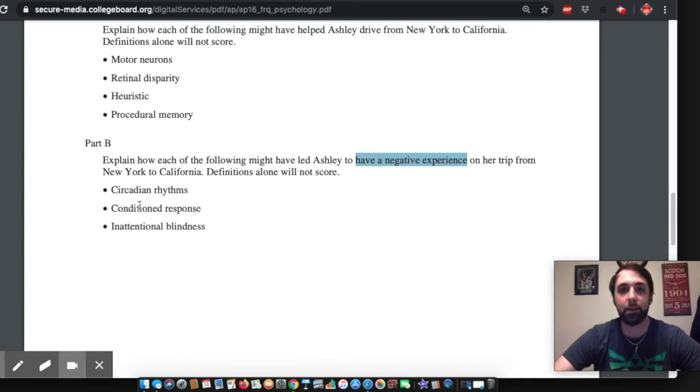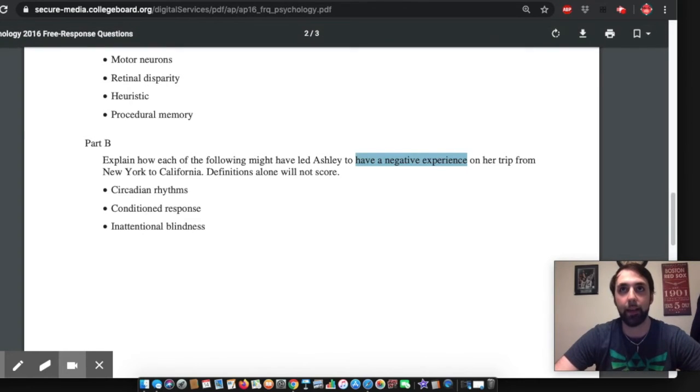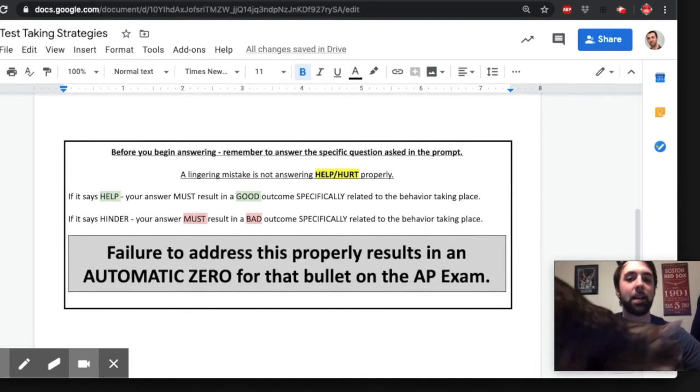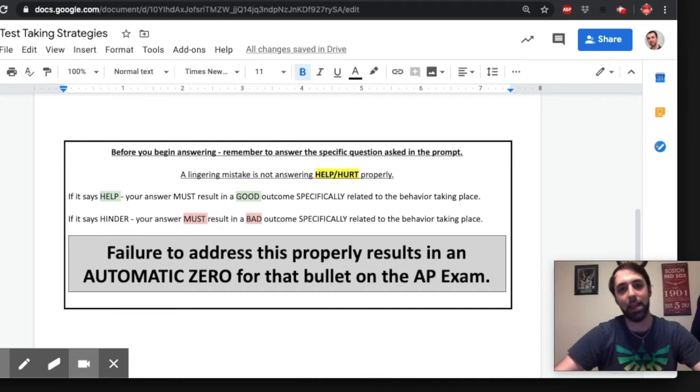Because if you tell me an example and it's sort of just an example of how it applies and it's not clearly negative, not clearly positive, when the bullet definitively determines that it wants a hinder, I'm not going to score it. It's a waste of time to even write it if you're not going to plan on doing that. So make sure when it says help, the outcome is clearly beneficial. Make sure when you're talking about a hinder or a negative experience, the outcome is clearly a negative. You must ensure you do that on the AP exam.